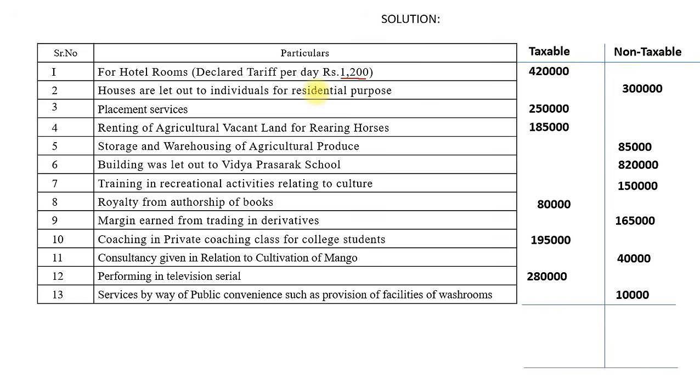Okay, so very simple. You just have to note down those particulars. Two columns: taxable, non-taxable. Now we total it up. So the taxable total comes up to 14 lakh 10,000. The non-taxable total comes up to 15 lakh 70,000.